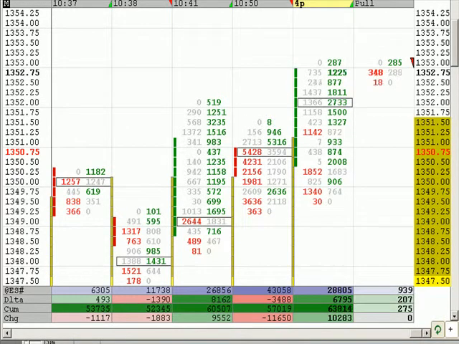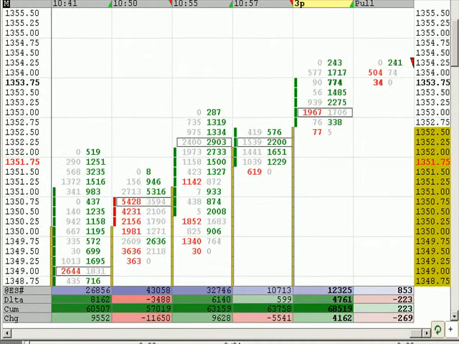Looks like this market's going to attempt to fill this gap. Well, we're moving in the right direction. We have 2 points of resistance above us. We're in that value area of the last time we attempted to fill the gap. So the probable course is an attempt to fill the gap.